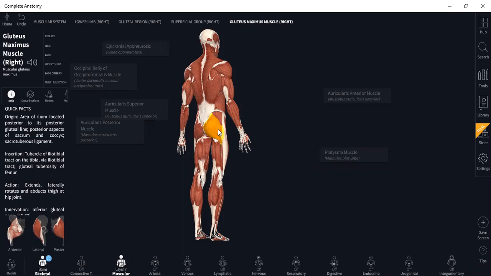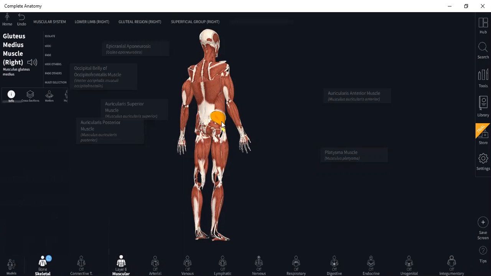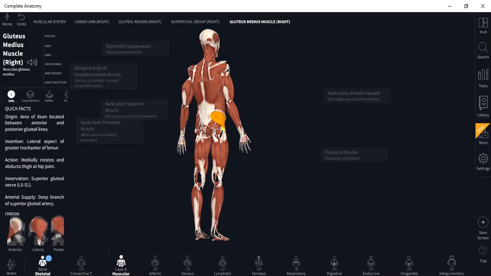For our gluteus muscles, we have gluteus maximus, which will extend the leg backwards. And gluteus medius, which is an abductor. So gluteus medius will abduct at the hip joint and move the leg away from midline.